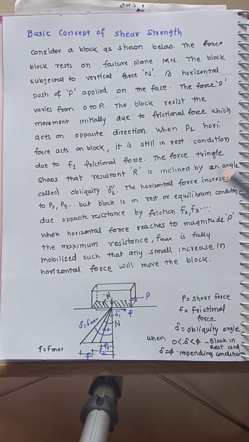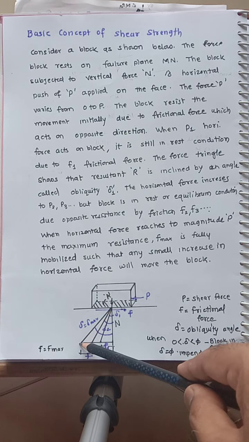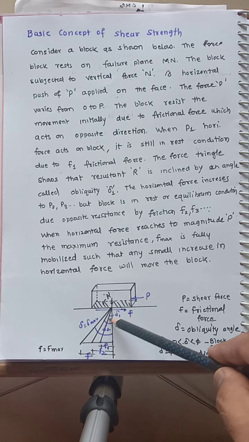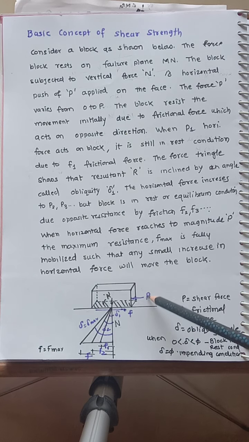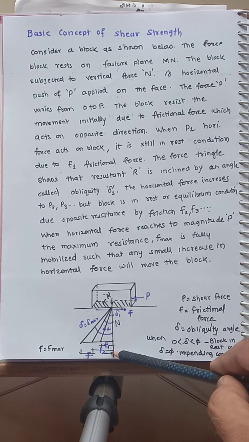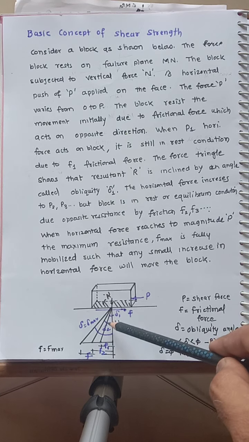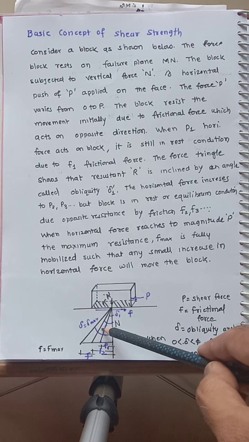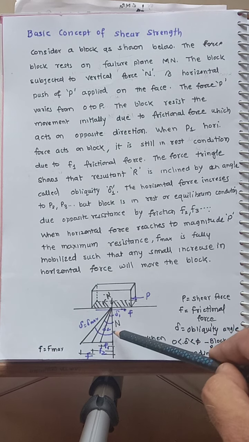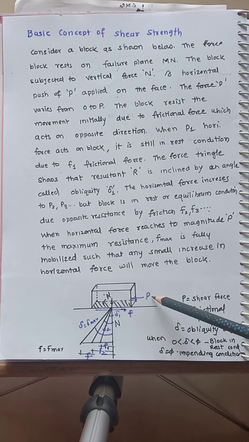It is called mobilized. It means the friction between these two is fully developed, fully mobilized. At that time you can see the last one, that is F. When the final load P is applied, F is the frictional force developed. So delta becomes delta 1, 2, 3, and it becomes a maximum. The meaning is that with a small increment in P, the block will move.